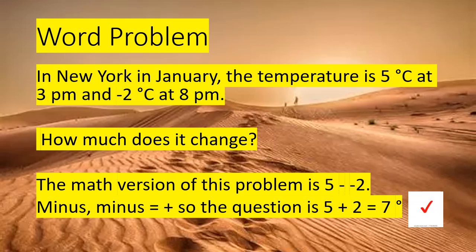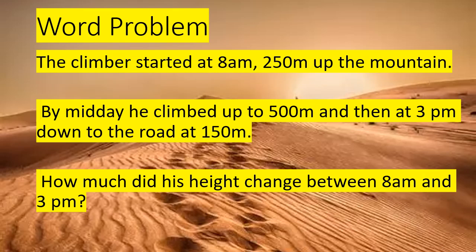Next one. The climber started at 8 a.m., 250 meters up the mountain. By midday, he climbed up to 500 meters, and then at 3 p.m. down to the road at 150 meters. How much did his height change between 8 a.m. and 3 p.m.?